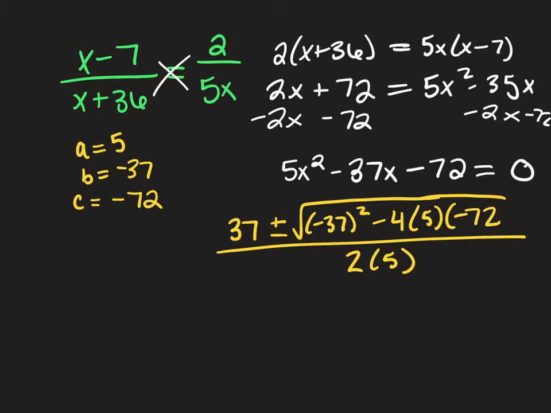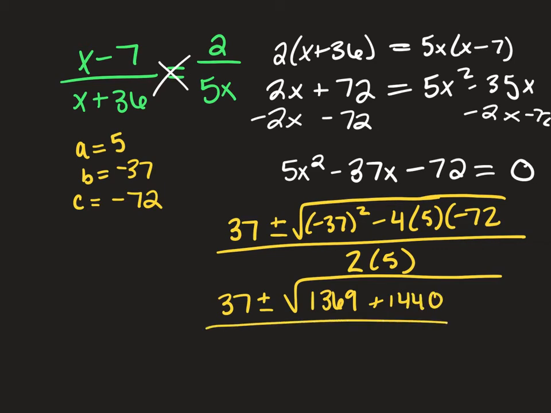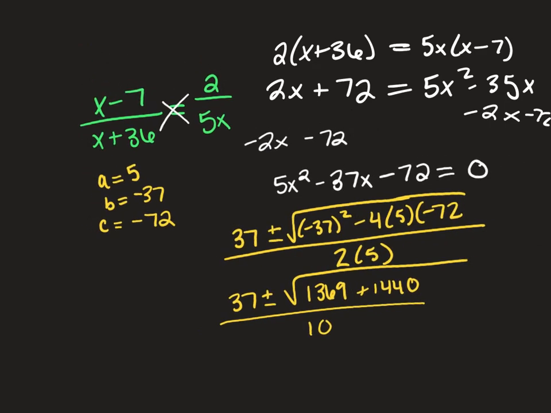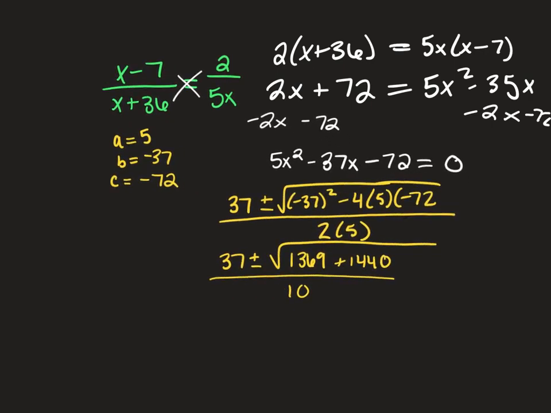All right, so then 37 squared is 1369 plus 1440 over 10. So that is, so 37 plus or minus the square root of 2809 all over 10.